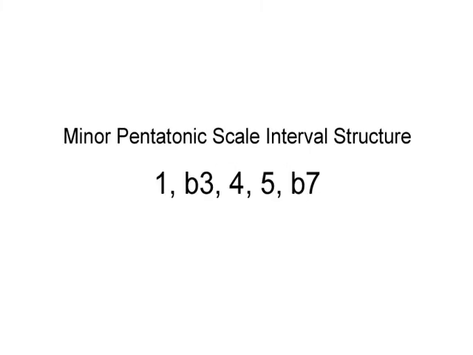Before we move on though, let's talk a little bit about the interval structure of the minor pentatonic scale. The minor pentatonic scale consists of a root, a minor third, a perfect fourth, a perfect fifth, and a minor seventh. Or that's a starting note, a note that's 3 half steps above the starting note, a note that's 5 half steps above the starting note, a note that's 7 half steps above the starting note, and a note that's 10 half steps above the starting note.